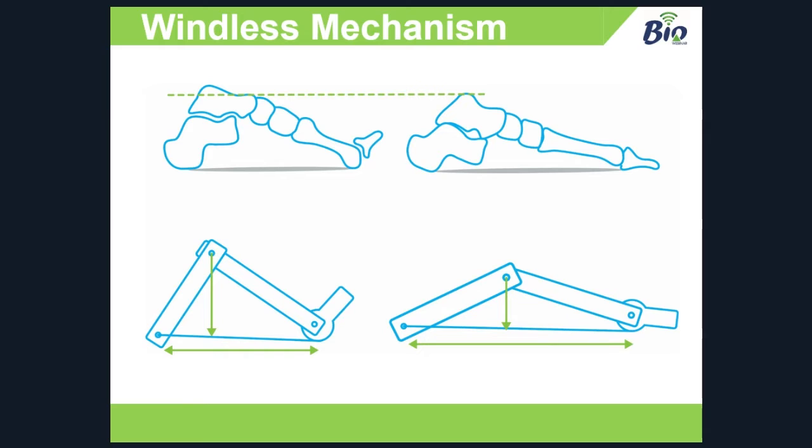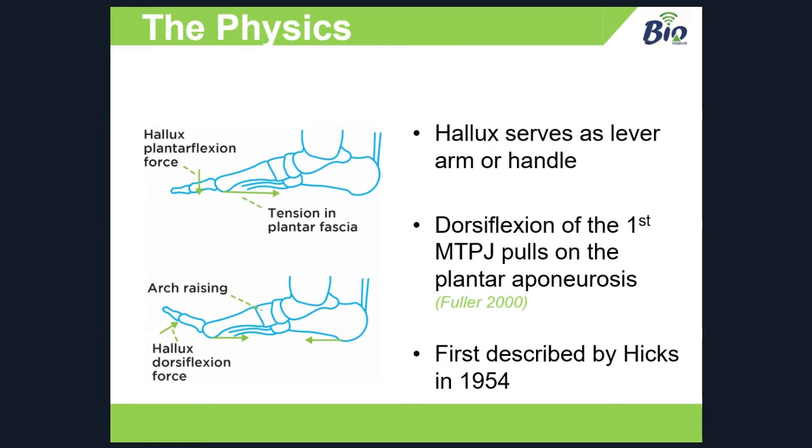So let's look at the windlass mechanism. This is quite a nice picture because it shows what's going on in engineering terms too, so it can be a little bit easier to understand. If you imagine the first MPJ is a bit like a pulley system, and the hallux is a lever, and the plantar fascia is a piece of cord, what you can see is that as you dorsiflex the hallux, it pulls on the plantar fascia and draws the heel and the first MPJ closer together. The result of this is that it causes the arch to raise upwards.